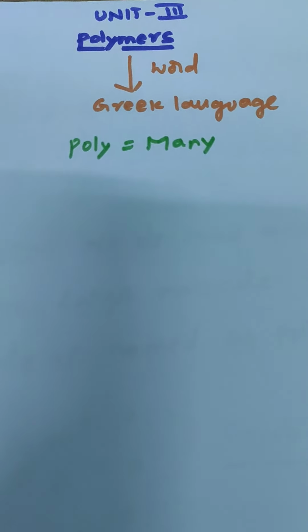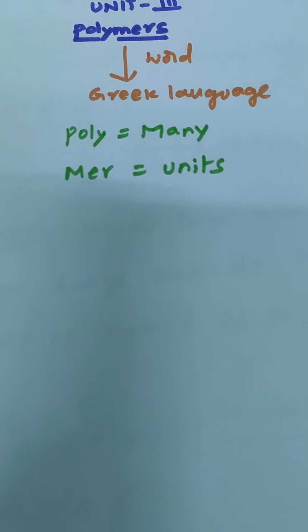What is meant by polymers? Before going to discuss this, the word polymer is derived from the Greek language. In Greek, poly means many and mer means units. By using this terminology, we are going to discuss the definition of polymer.